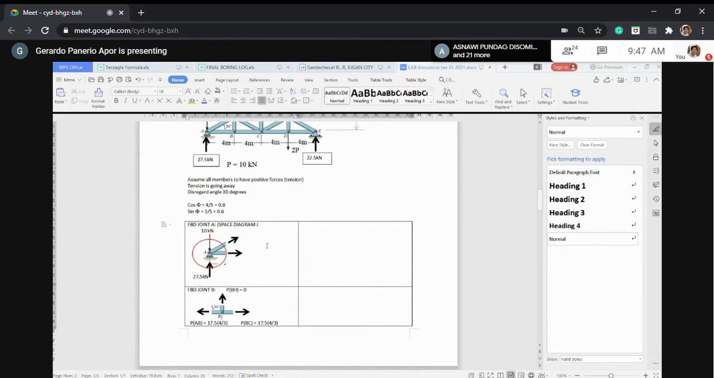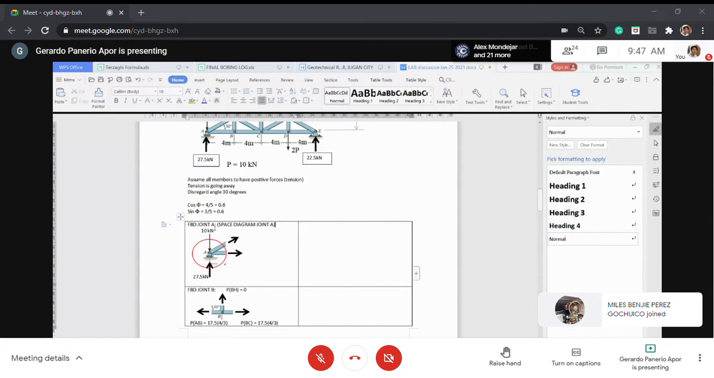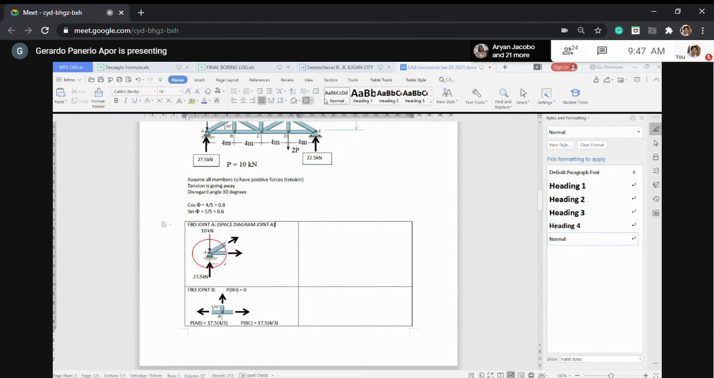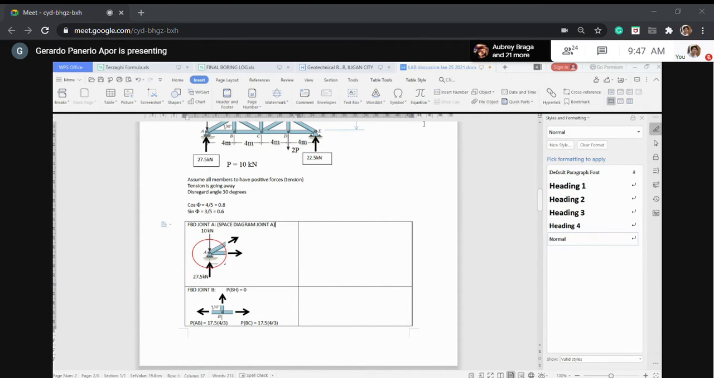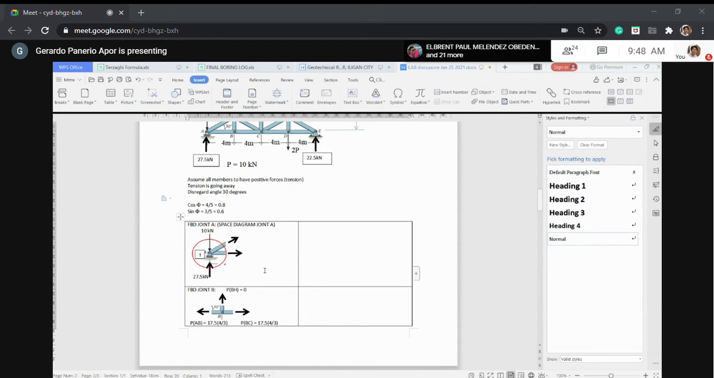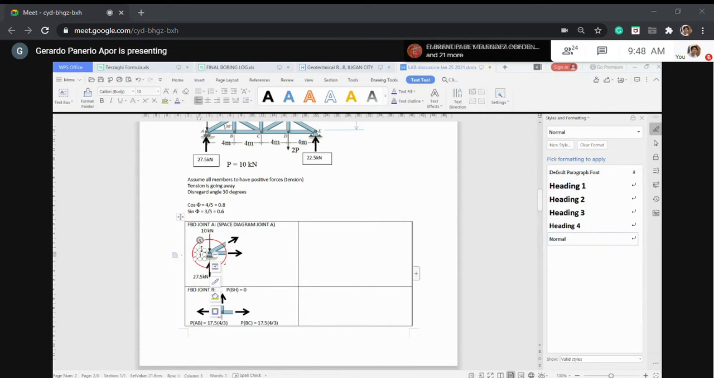Joint A. So I will call that a space diagram. Not a free-body diagram, but it really came from a free-body diagram. So how will I number it? It's like this. Insert a text box, no? So I will call this 1. That is 1. Okay, that's 1. I will erase this one.